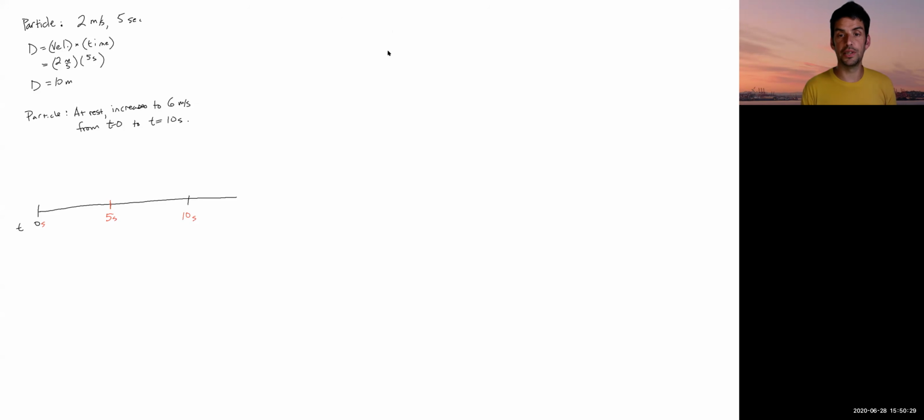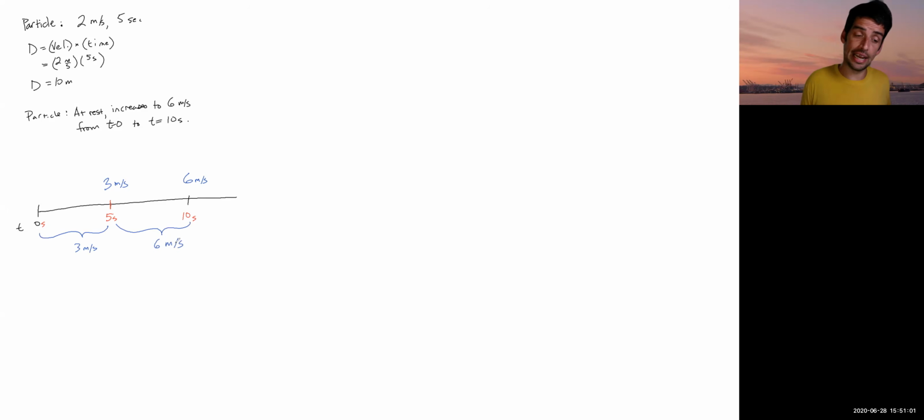We know its speed at 10 seconds was 6 meters per second. Maybe we can estimate that at 5 seconds, its speed was 3 meters per second. We're just making a little estimate here. And further, why don't I just suppose it was going 3 meters per second for this whole interval, and it was going 6 meters per second for this whole interval. This is not perfect. We're making an estimate.